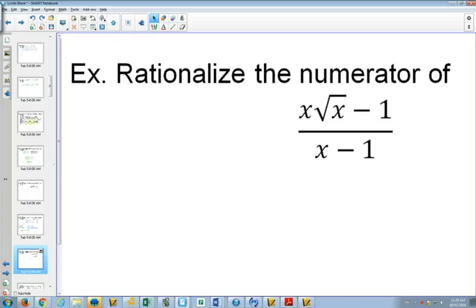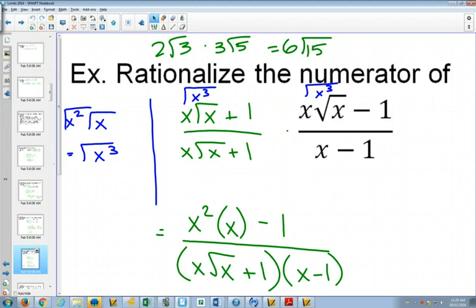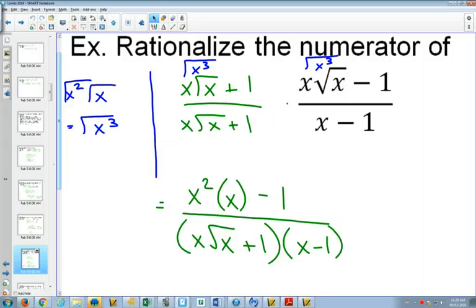Oh wait, let's see how you did on this one. No, this is not the one we're looking at. This one right there, the next one. This is the one. So we'll multiply by x root x plus 1 over x root x plus 1. When you multiply these two together, the x times x will be x squared. Root x times root x will be x. Together, that would be x cubed.